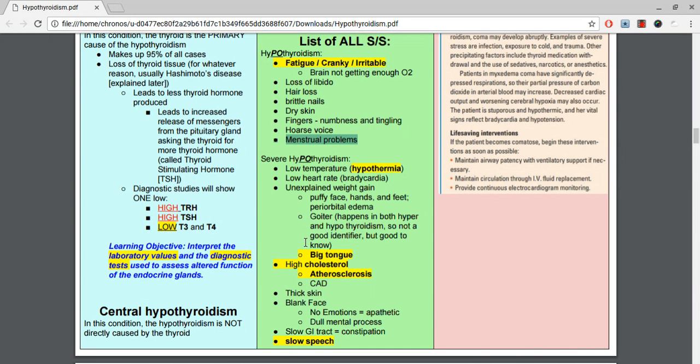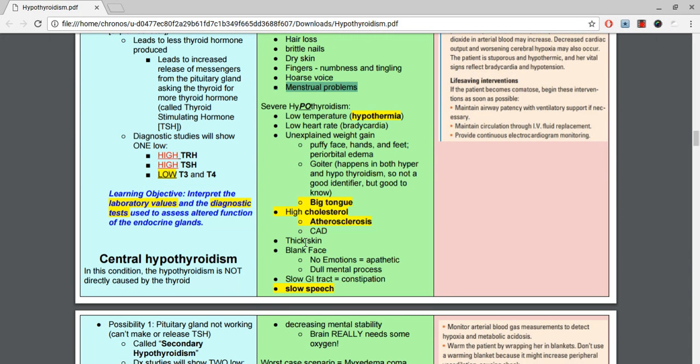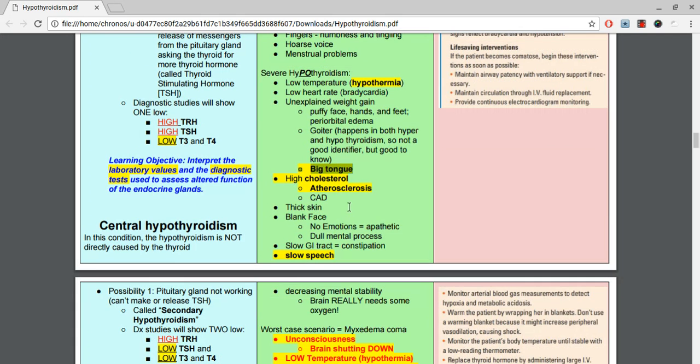They're going to have some unexplained weight gain. Their face is going to be puffy. Their hands are going to be big. Their feet are going to be big. They're going to have periorbital edema. They're going to have a goiter, which happens in both hyper and hypothyroidism. So it's not a good identifier, but it's good to know, okay, that people with hypo or hyperthyroidism are going to have goiter. Okay, they're going to have a big tongue. Okay, it's going to be big and swollen.